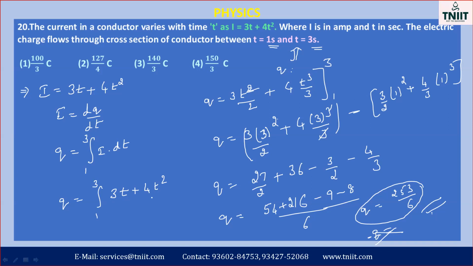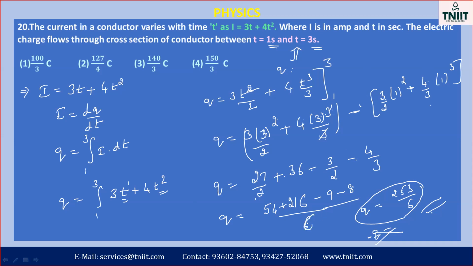Current is 3t plus 4t squared. What is the integration of t to the power 1? T squared by 2. So 3 into t squared by 2, plus 4t squared, whose integration is t cube by 3. So 3 into 3 squared by 2 plus 4 into 3 cube by 3, minus the lower limit. 3 squared is 9, 9 into 3 is 27 by 2, plus 3 cube is 27, 27 by 3 is 9, 9 into 4 is 36, minus 3 by 2, minus 4 by 3.